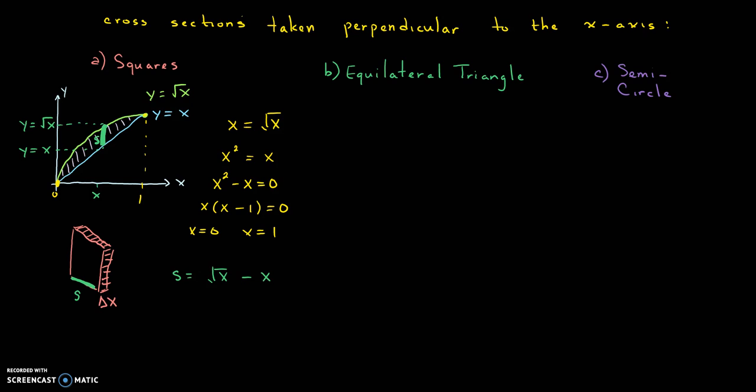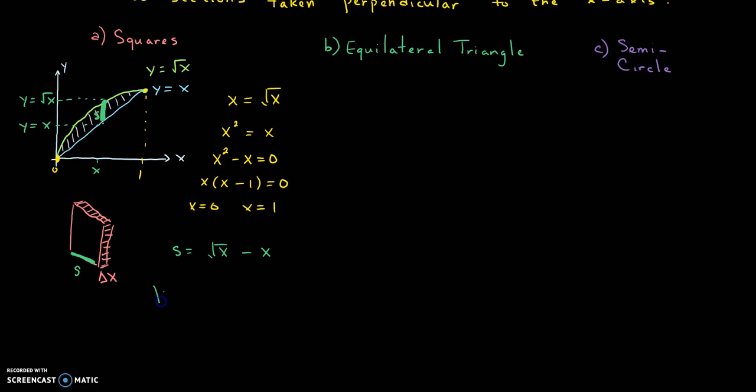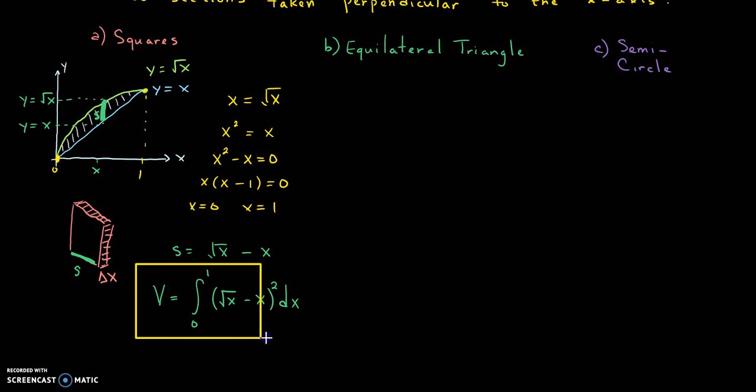And we saw in the previous video that the formula for the volume of a square is just your limits of integration, from 0 to 1, of s squared. But here our s is the square root of x minus x, and all of that is squared dx. And I'm going to say that that is good enough for me at this point. Again, all I care about up until this point is just setting up the problem.